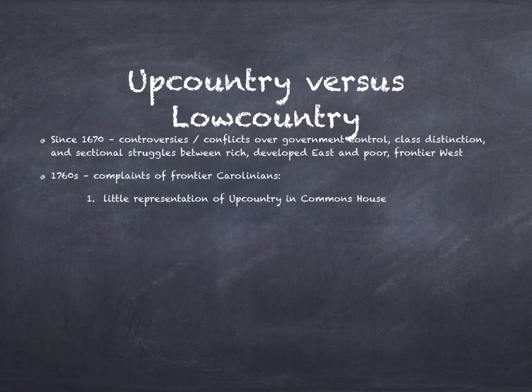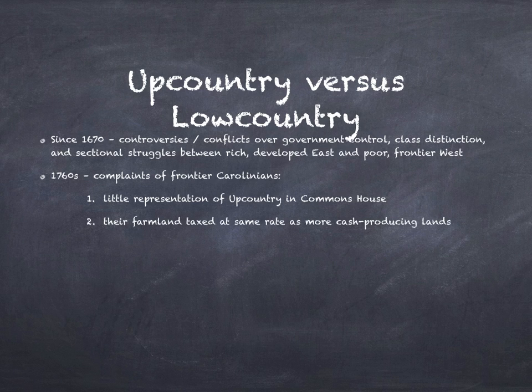Not to mention, what were the requirements to hold political office in South Carolina? You had to own 10 slaves and 500 acres of land. How many people in the backcountry of South Carolina owned 500 acres of land and 10 slaves? Not many. So as a result, the majority of the folks that were in the Commons House of the General Assembly were from the Low Country.